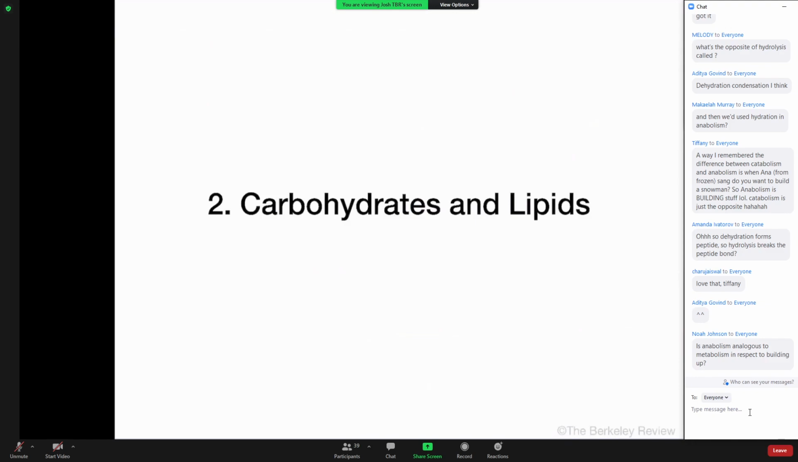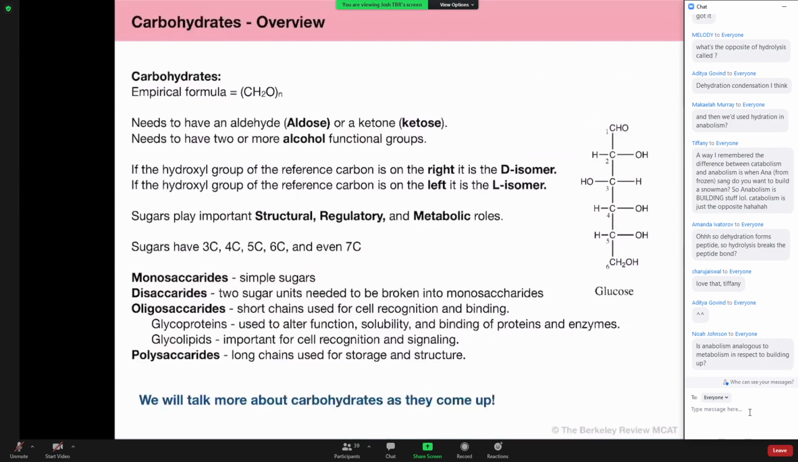Let's talk about carbohydrates and lipids. I don't want to jump into this stuff too much. We're just going to do one dense slide for each. That's just because we're going to talk more about them as they come up in examples as we go along. Okay.